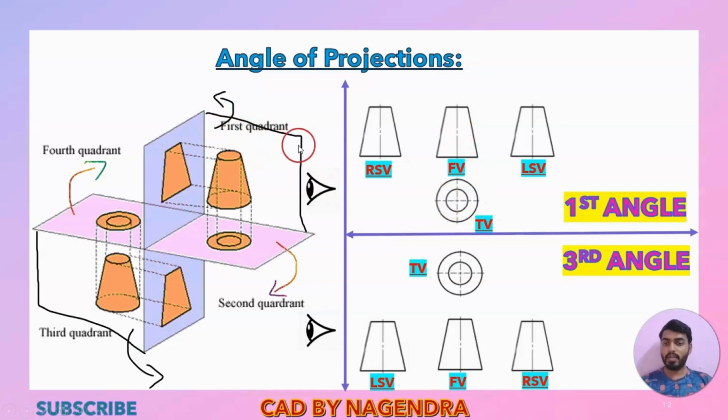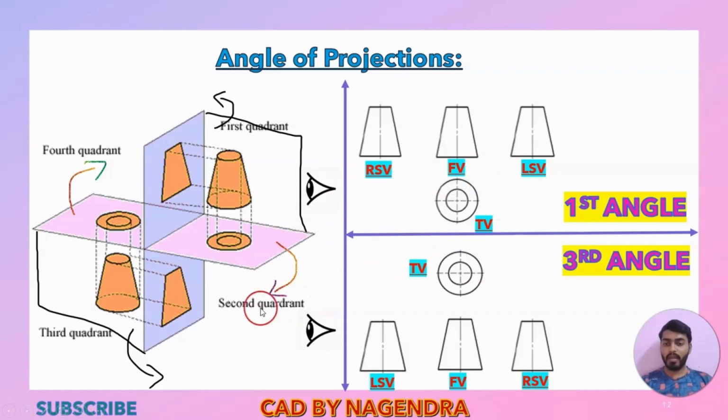Then this is the front view and we are looking from the left side, but we are getting the projection on the right side. So here the left side view will be placed on the right side of the front view. Then assume we are having one more left side plane here and we are taking the right side view. The right side view will be placed on the left side of the front view. So I hope you have understood about this first angle of projection.